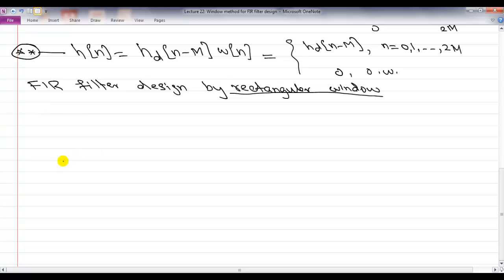Okay, we'll now look at some examples to see how to design FIR filters using the rectangular window method. And these examples are all for special classes of filters that we are interested in. So let's look at first an FIR low pass filter.